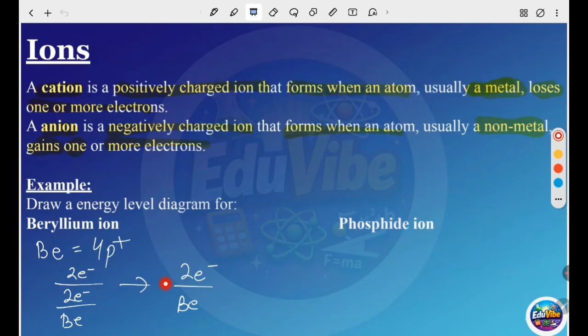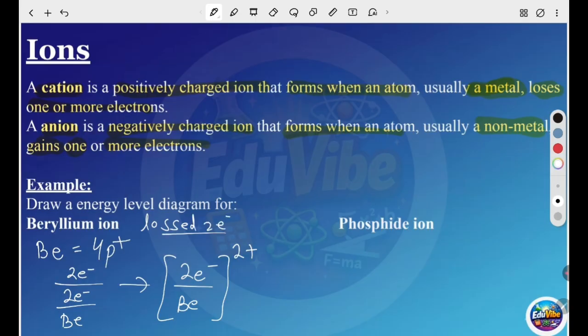So we put the brackets on like this, and we put 2 positive. Why do we have 2 positive? Because when we lose 2 electrons, we get a positively charged ion. So we know that it should be 2 positive like this, because we lose those 2 electrons to get the positive charge, which is 2 positive. So now it has become the beryllium ion.